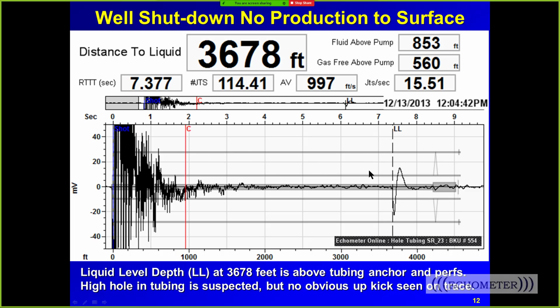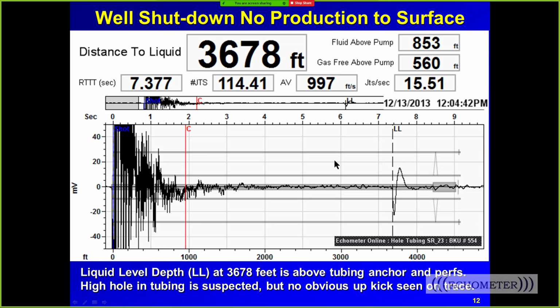He has a high fluid level, and in the initial shot, he doesn't see an upkick just by inspecting this trace. And so he's going to take two shots, and he's going to move his gas gun over to the tubing and shoot the tubing.